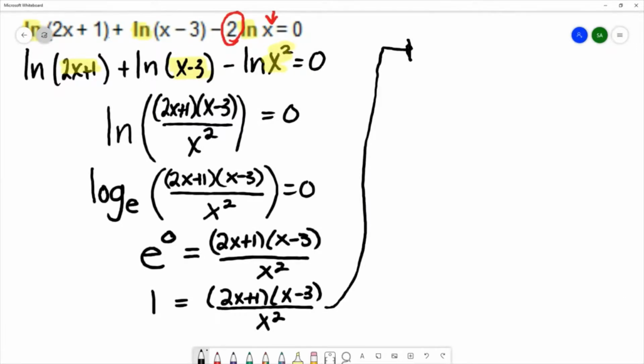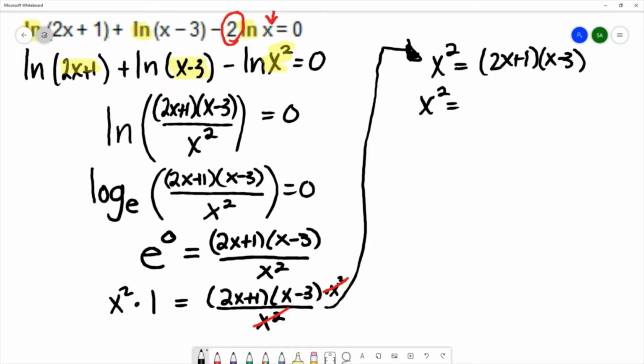So I can clear the fractions by multiplying both sides by the denominator. If I multiply the right-hand side by x squared, those denominators will cancel. And I can multiply the left-hand side by x squared, and that gives me x squared times 1. So my new equation is x squared equals 2x plus 1 times x minus 3.